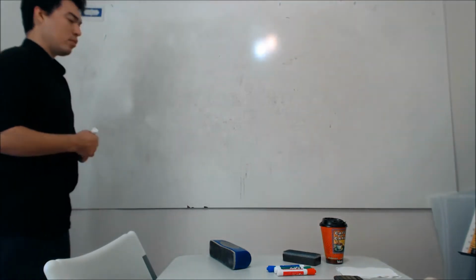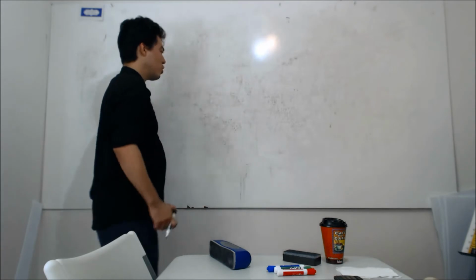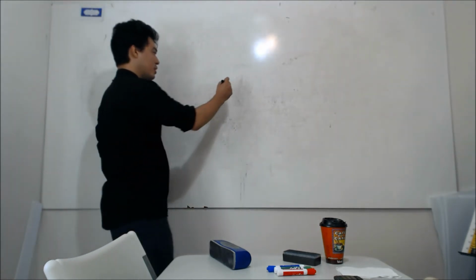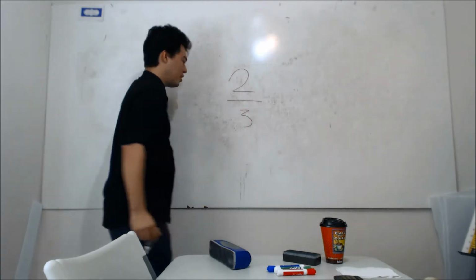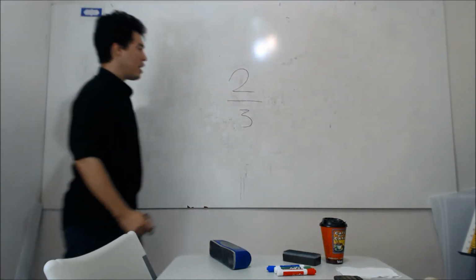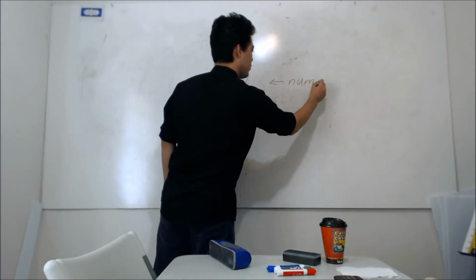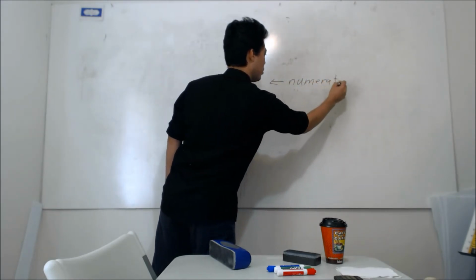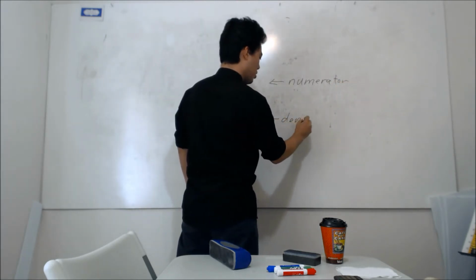So basically, we're going to talk about fractions today. The first thing that you need to know is what a fraction looks like. For instance, let's take this fraction. This fraction is commonly known as 2/3. It has a numerator, which is the number at the top, and it has a denominator at the bottom.